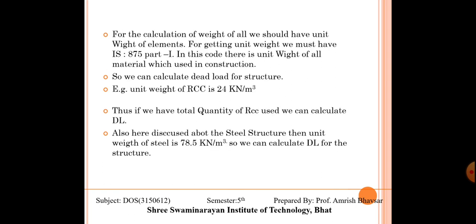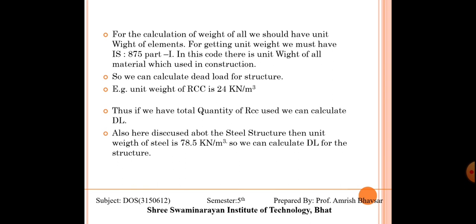For the calculation of this dead load, we should have the unit weight of the elements. For getting the unit weight, we must have IS 875 part 1. In this code, there is the unit weight of all the materials which are used in building. Now, what is a code? Which are the codes for civil engineering?